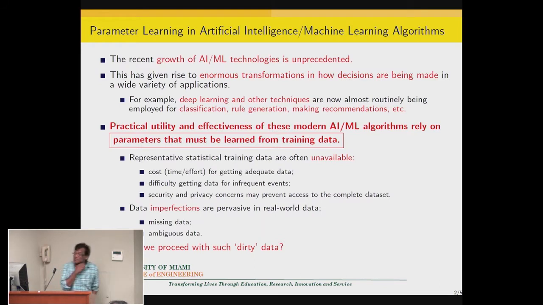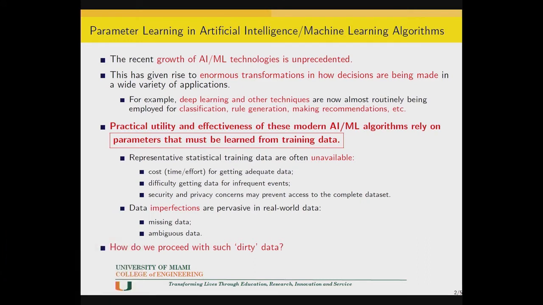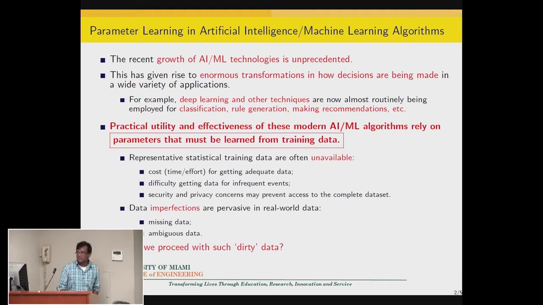All right. So we know that the recent growth of AI and ML technologies is unprecedented. In fact, this has given rise to enormous transformations in how people make decisions. For example, deep learning and other techniques are now almost routinely used in a lot of the machine learning algorithms. But what we must realize is that the practical utility and the effectiveness of almost all these algorithms depend on how well we can actually learn the parameters. And these parameters are learned from training data. Right? So that's the first thing.